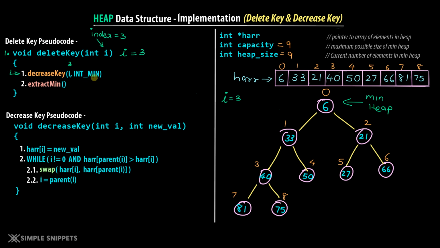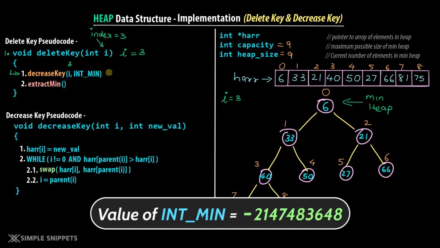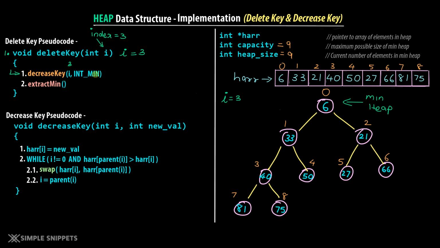And this INT_MIN is a predefined standard variable in C++, which is basically the minimum value an integer data type can hold. I'll put the value of that INT_MIN variable on the screen. So it is a standard fixed value. You can create your own minimum value also. If you know that the numbers are going to be positive, you can create a global variable with a negative value. But we'll go ahead with INT_MIN. Let's assume right now that INT_MIN is -1 for simplicity, although it is not.